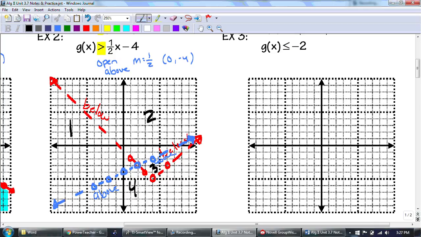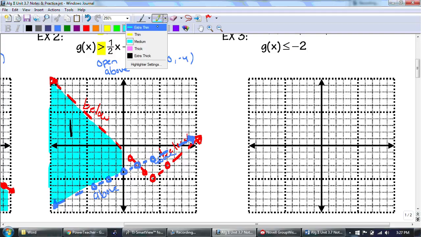Okay, so I need to be below the red line. So I'm just going to do this. If I'm below the red line, I'm in 1 and I'm in 4, because those are the only numbers that are below, so I can get rid of 3 and 2. Now I need to be above the blue line. The only guy that's above the blue line is 1, so I have to get rid of 4, and that leaves my answer right here.